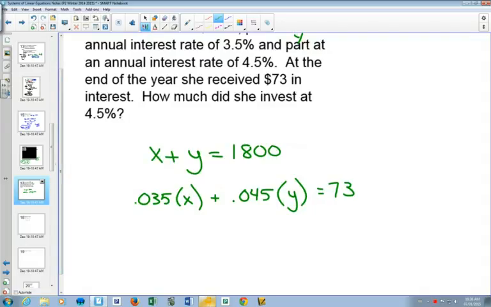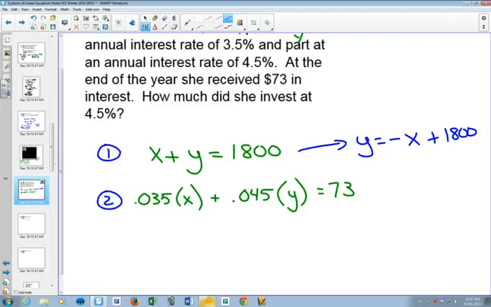Which variable do you want to get by itself? You guys like getting y by itself. So if I move the x over, I'd get negative x plus 1,800. Or you could have 1,800 minus x. I just wrote it that way because that's more like y equals mx plus b. This is our equation 1. This is our equation 2.